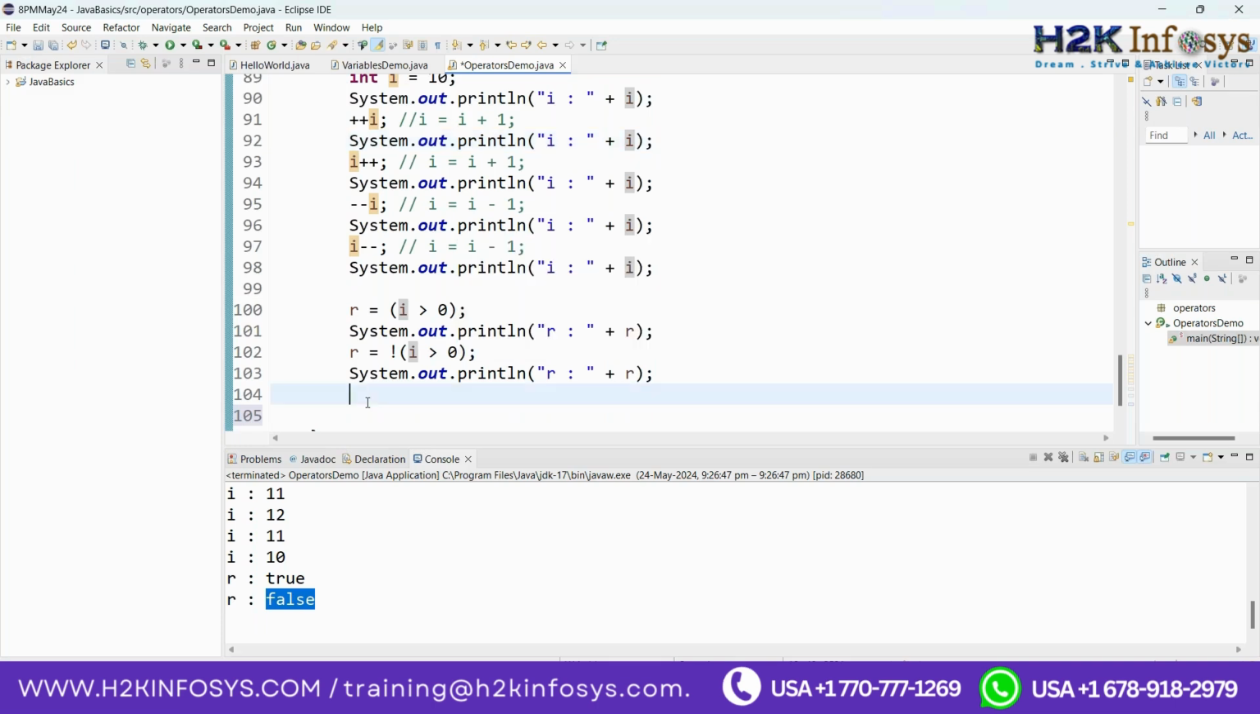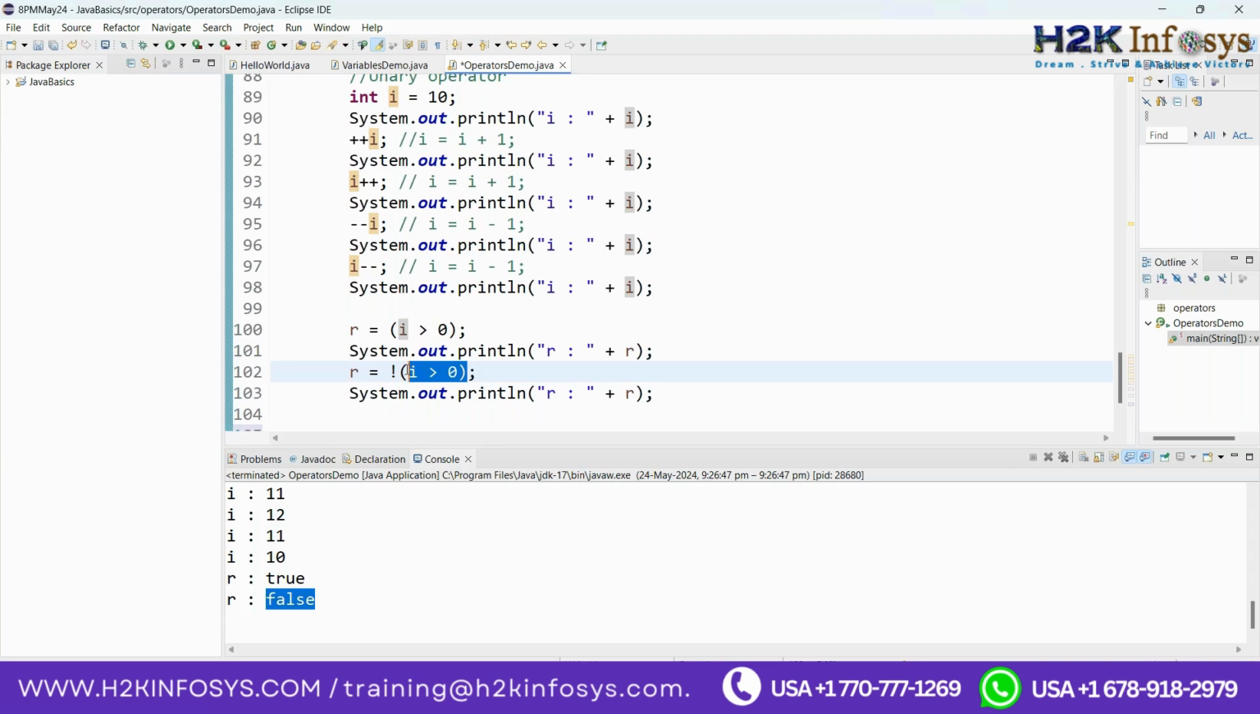Now observe this. I have a question, Srinivas. What is the expression result here on row 102? Not of i greater than 10. i greater than 10, true or false? True. Not of true means it will become false. The not operator negates whatever the expression returns.